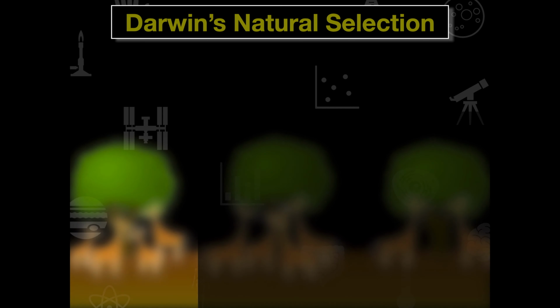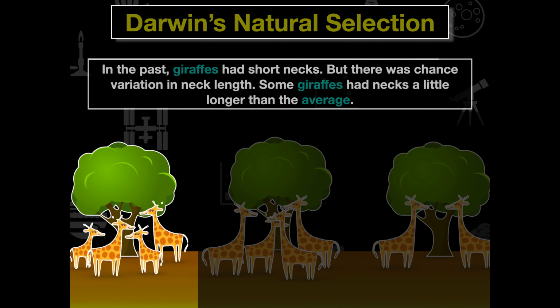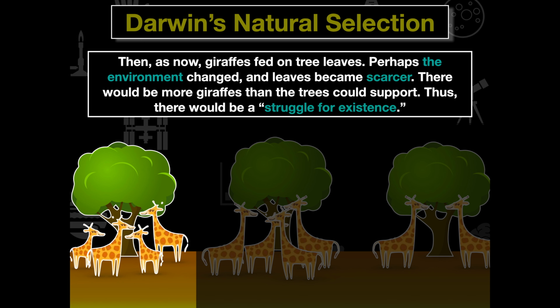In the past, giraffes had short necks, but there was chance variation in neck length, and some giraffes had necks that were a little bit longer than average. We can see that in the giraffe here. Giraffes feed on leaves, which they do now, and the environment over time changed, and leaves became scarcer. Therefore, it would be more beneficial for the giraffes to have longer necks to get to some of these scarcer leaves, and we call this the struggle for existence.